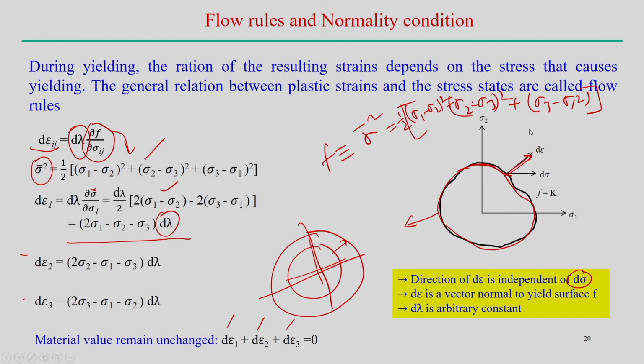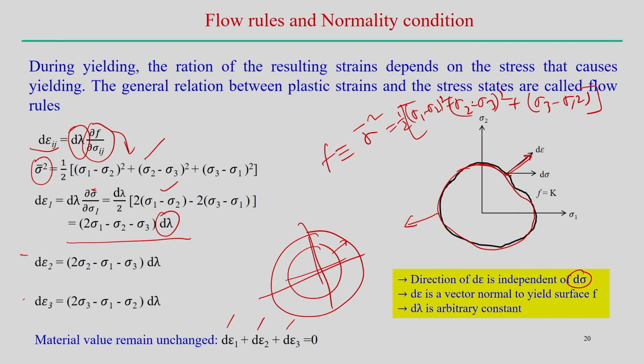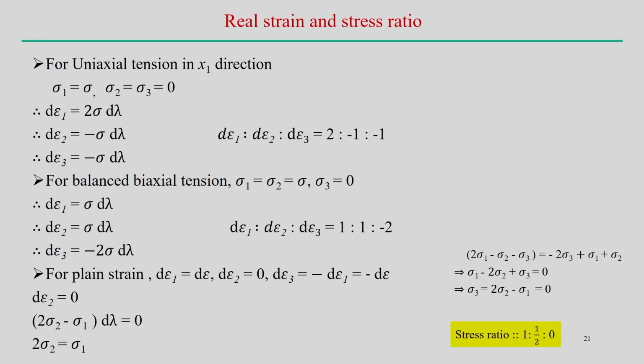So, this flow rule or normality actually decides in what way the yield surface will evolve for a particular increment of the strain value. The increment of the strain depends on the stress magnitude, but it is independent of the direction of the stress value, and it also depends on the plastic multiplier d lambda. So, depending upon the analysis problem, d lambda can be decided. Okay, let us look into uniaxial tensile testing in the x1 direction.